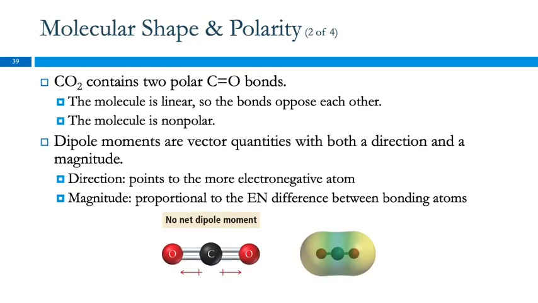So let's look at carbon dioxide. Carbon dioxide has two polar bonds. So we've got this carbon-oxygen double bond. Oxygen is more electronegative, and so the electron density is pulled towards the oxygen. And over here, the electron density is also pulled to the oxygen. But the molecule is linear, and so those bonds are essentially opposing each other. The dipole moments go in opposite directions, 180 degrees, and so the molecule is nonpolar. There isn't one end that's more positive than the other. So if we draw the electron density, we see that it's symmetrical.